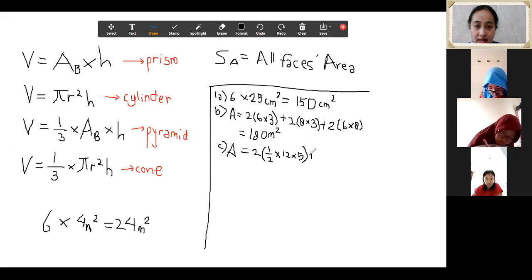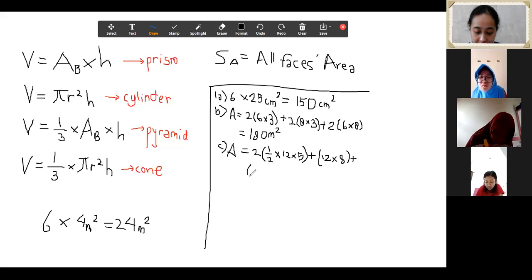And then plus the area of the first face in the form of rectangle, 12 meter times 8 meter, right? Plus the area of the second rectangle, 5 times 8 meters. Then again, the third face that joins the 2 triangles is 13 times 8.